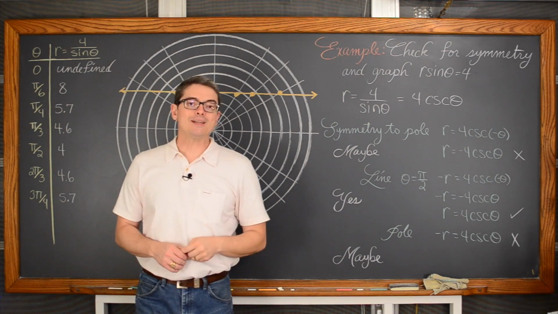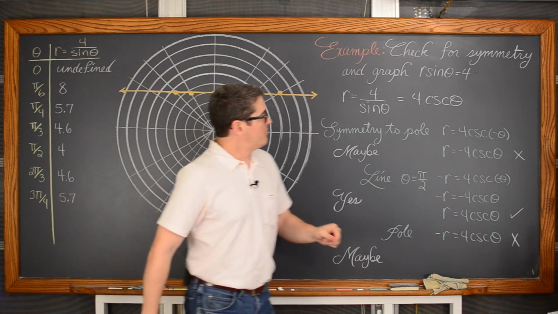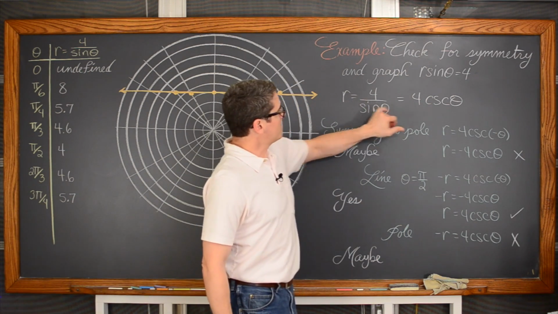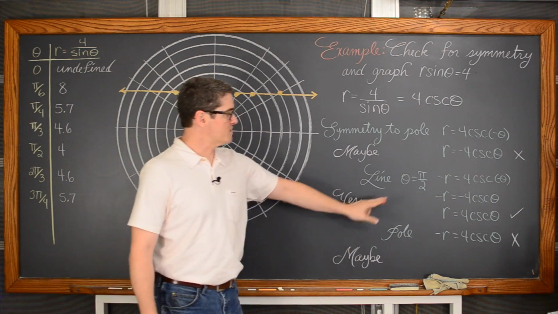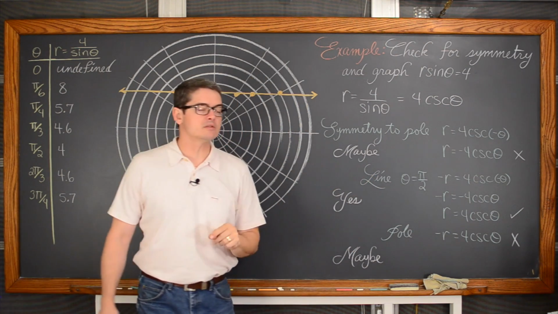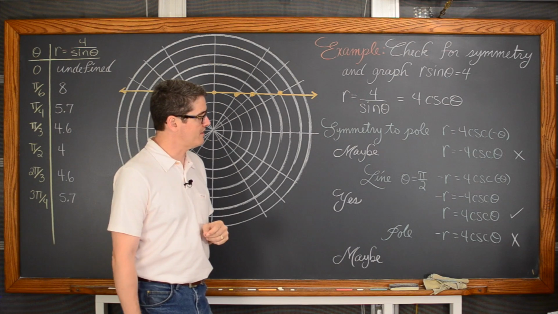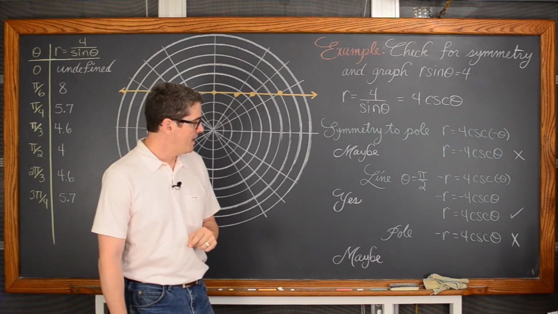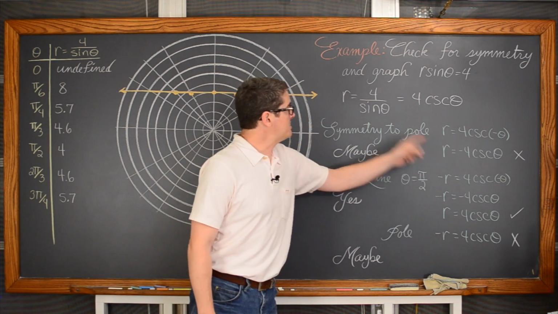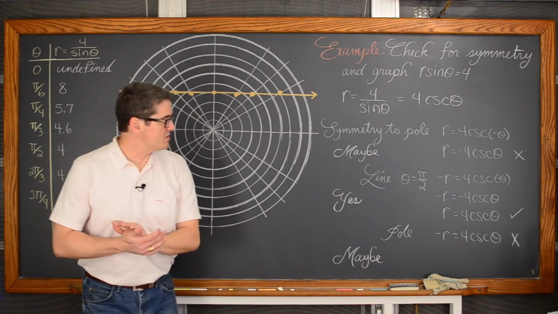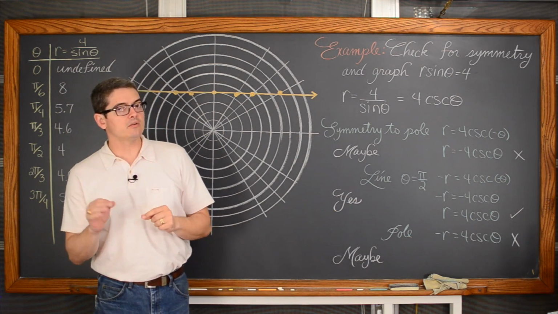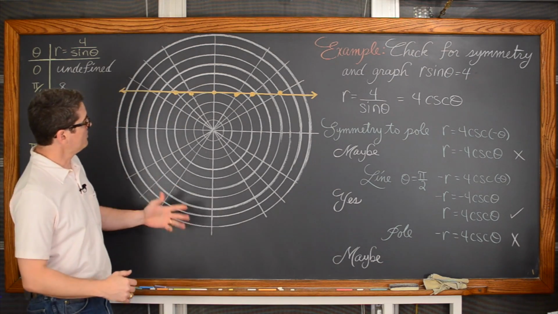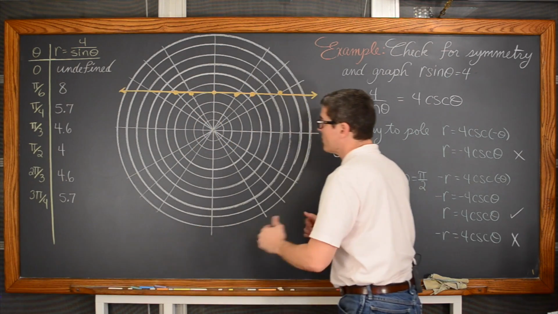So symmetry of the pole is inconclusive. But when we replace r and theta with negative r and negative theta, everything simplifies back to the original function. So we are guaranteed to have symmetry to the line of theta is equal to pi over 2. And by replacing r with negative r, our test for symmetry to the pole, again, it did not fail, but it is inconclusive. So we drew our polar grid.